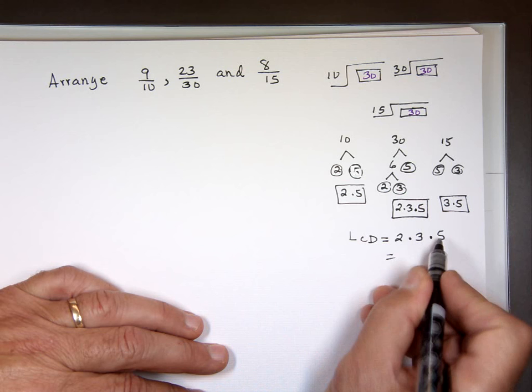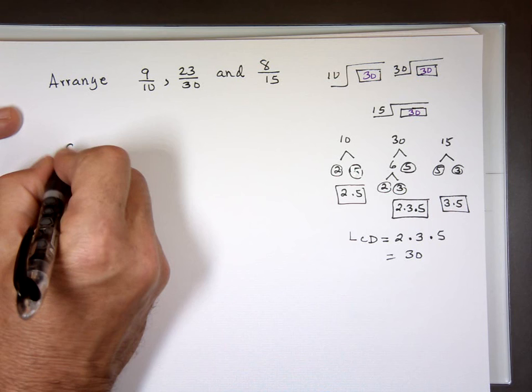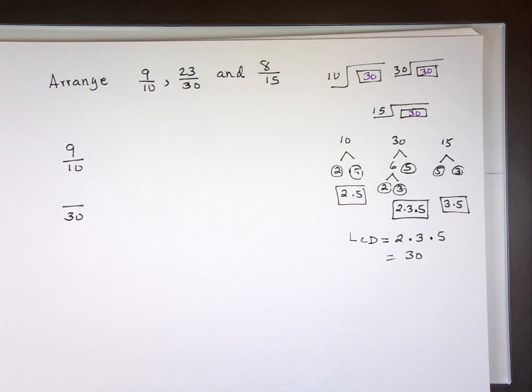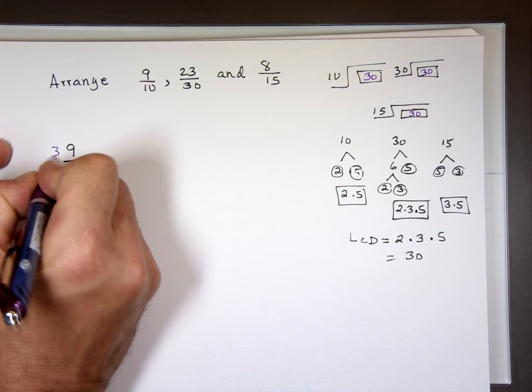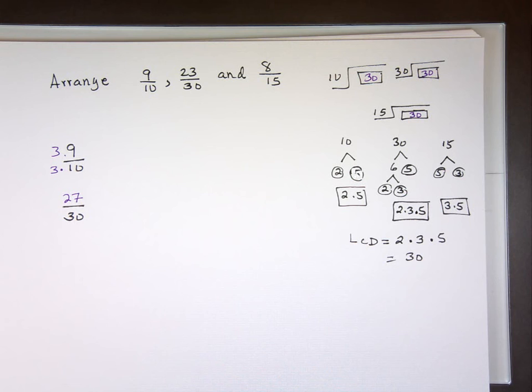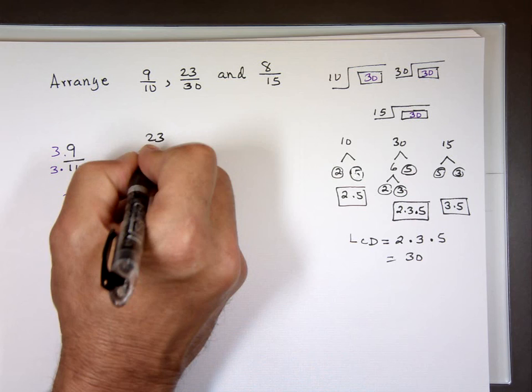So let's write each fraction over 30 now. Let me change the 9 over 10. I will have to multiply this by what to make it over 30? Is it by 3? 3 times 10 is 30. What's 3 times 9? 27. Next one. 23 over 30. I don't have to change it. It's already over 30. No change here.